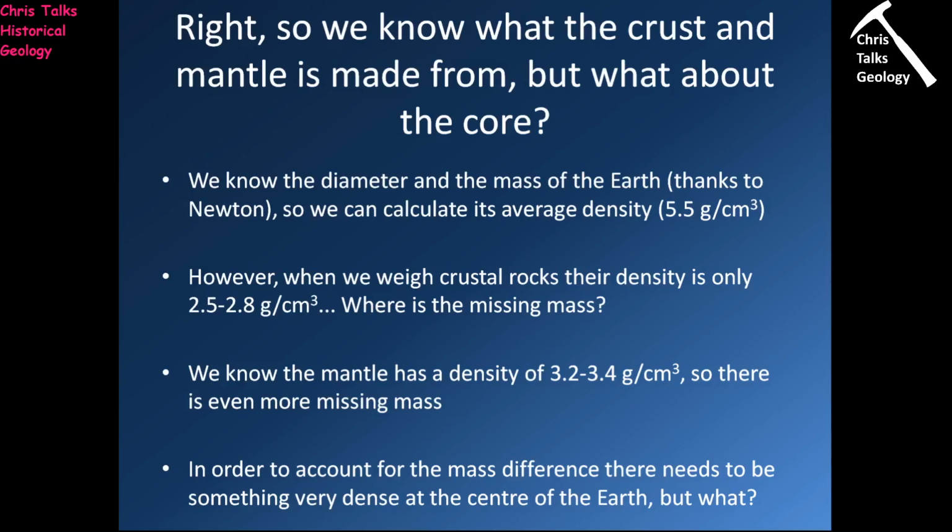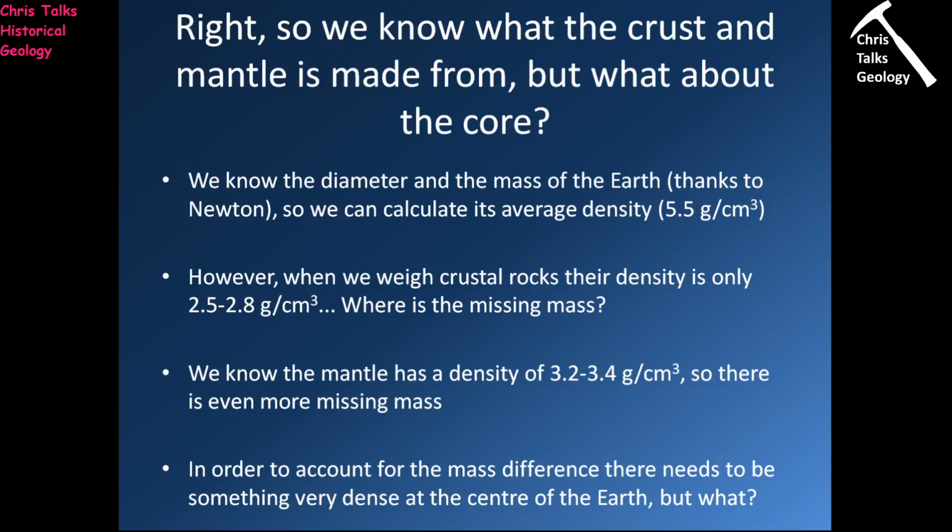So, we know the diameter and mass of the Earth, thanks to Isaac Newton, and so we can calculate the average density. So every cubic centimeter of the Earth should, if it's completely homogeneous, weigh 5.5 grams. However, when we weigh crustal rocks, that's continental or oceanic, we see that their density is only 2.5 to 2.8 grams per centimeter cubed. So, okay, we're missing some mass there, aren't we?